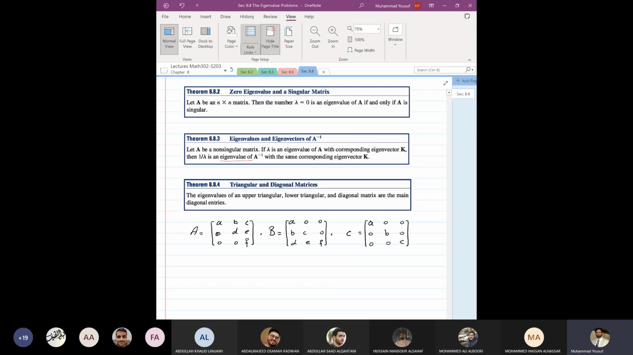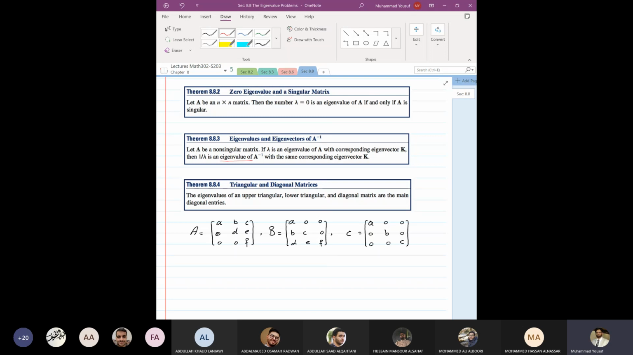Now, the last result is if we have an upper triangular matrix like A, a lower triangular matrix like B, or a diagonal matrix like C, then the eigenvalues of these matrices are simply their diagonal elements. These elements are the eigenvalues.